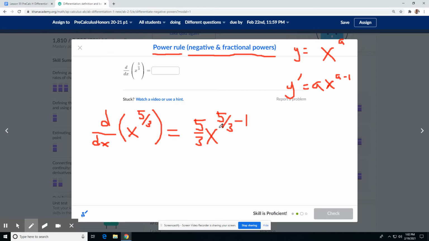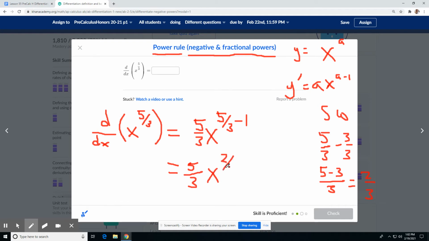Now we just have to take care of what 5/3 minus 1 is. Here's my side work: 5/3 minus 3/3. I'm going to change 1 into 3/3. We have a common denominator, so that would be 5 minus 3 over 3, and that turns into 2/3. So this turns into 5/3 times x to the 2/3. So squared and then cube root. And that's all there is.